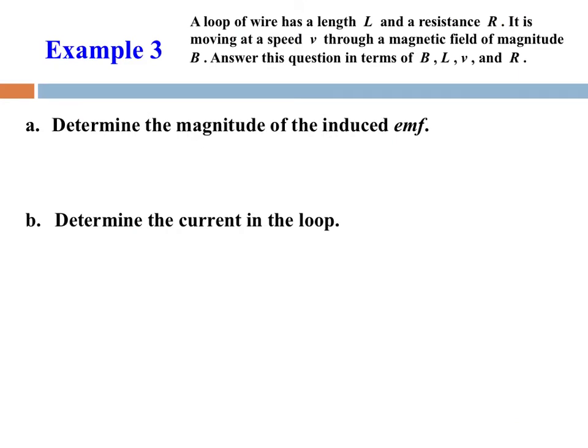Let's go ahead and summarize it using only variables. Here we have a loop of wire of length L and a resistance R. It is moving at a speed v through a magnetic field of magnitude B. Answer this question in terms of B, L, V, and R.